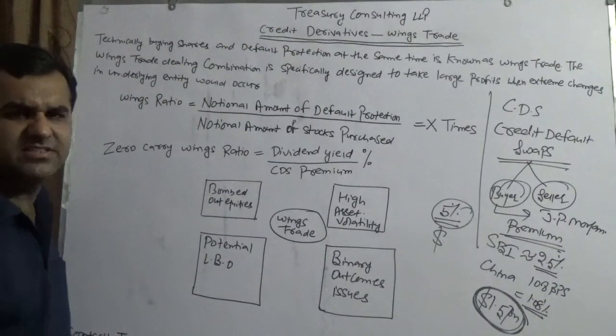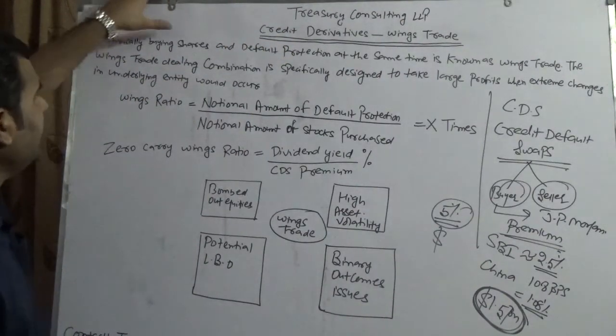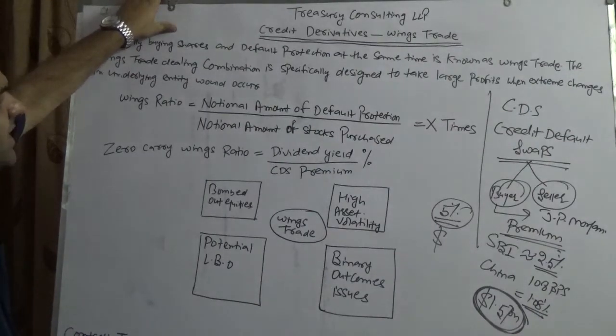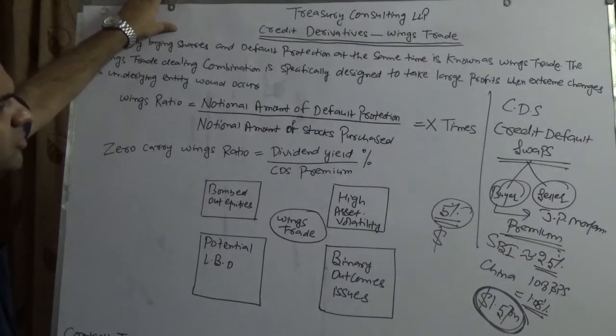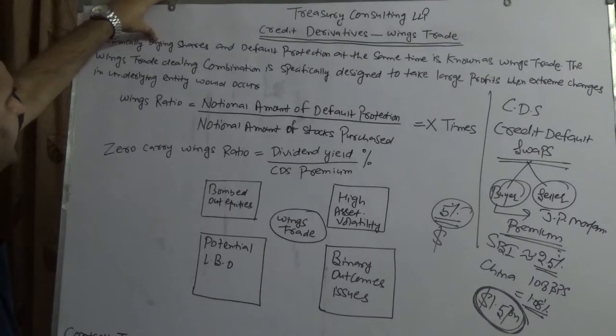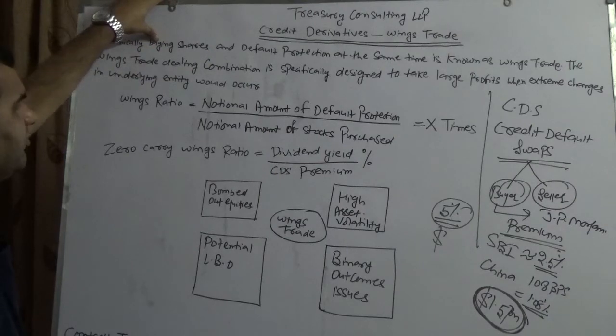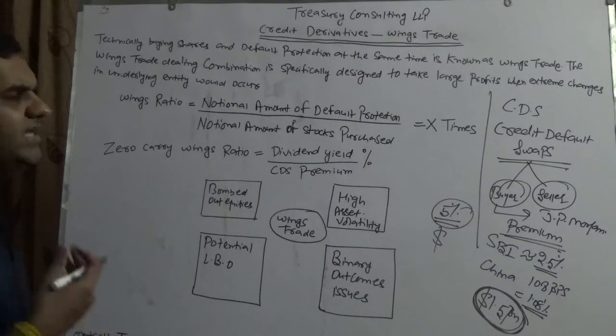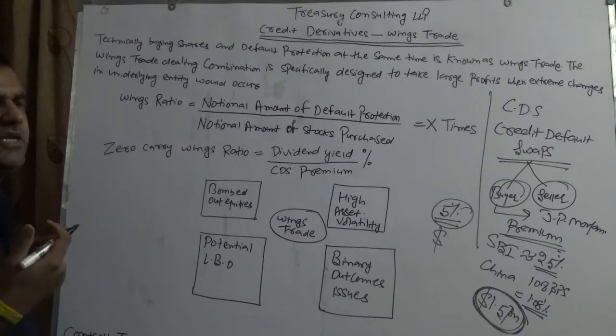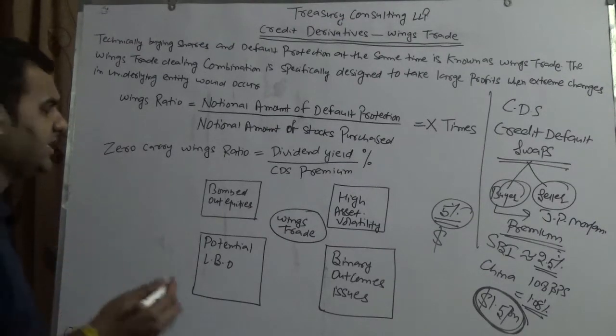Now, what do you mean by wings trade? Technically, buying shares and default protection at the same time is known as a wing trade. The wing trade's dealing combination is specifically designed to take large profit when extreme changes in the underlying entity would occur. Now, I will take an example of an entity which is currently in the news for negative reasons, say Twitter.